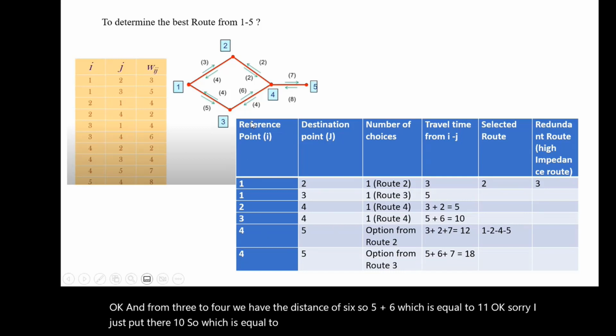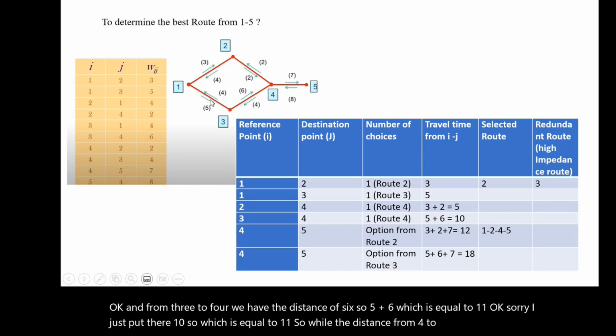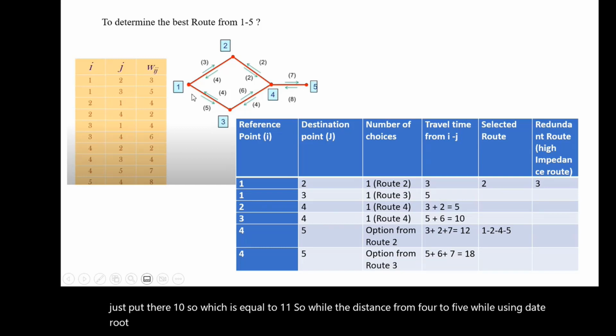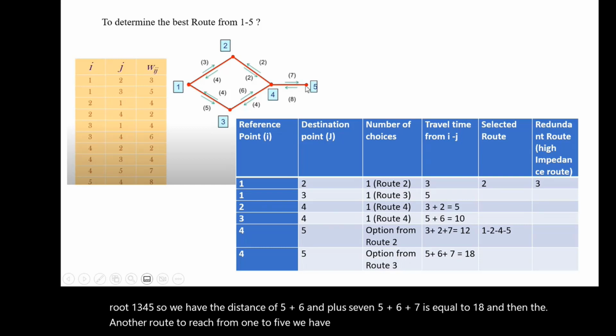OK, so the distance from 4 to 5, while using that route 1, 3, 4, 5, we have the distance of 5 plus 6 plus 7. 5 plus 6 plus 7 is equal to 18. OK, and then the other route to reach from 1 to 5, we have 3 plus 2 plus 7. 3 plus 2 plus 7 is equal to 12.